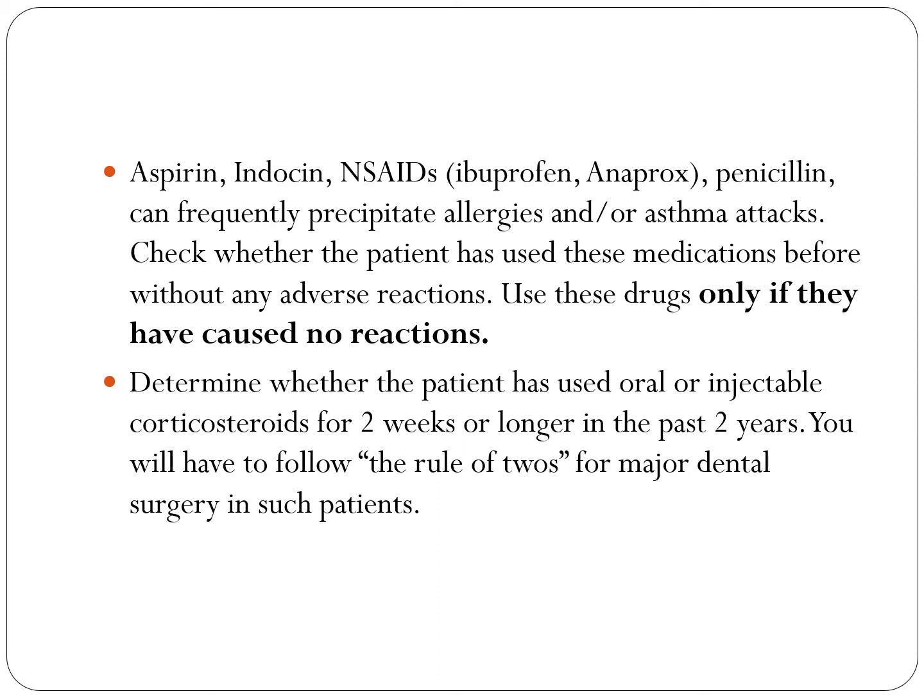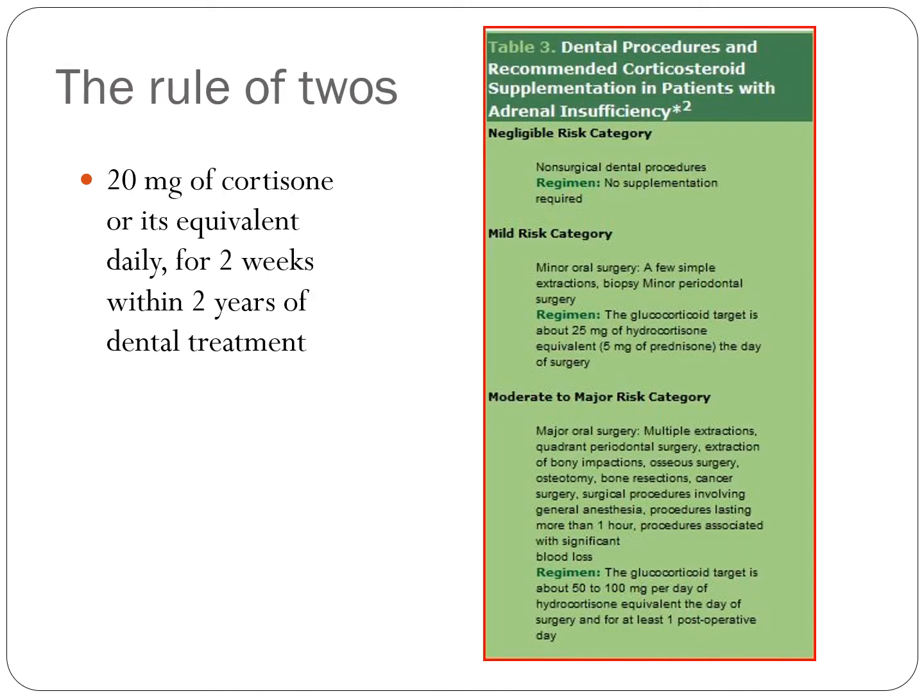Determine whether the patient has used oral or injectable corticosteroids for 2 weeks or longer in the past 2 years. You will follow the rule of twos for major dental surgery in such patients. Rule of two means adrenocortical insufficiency may be suspected in a patient who has received glucocorticoids, in a dose of 20 milligrams or more of cortisone or its equivalent, oral or parenteral steroids for 2 weeks or more, within 2 years of dental treatment.